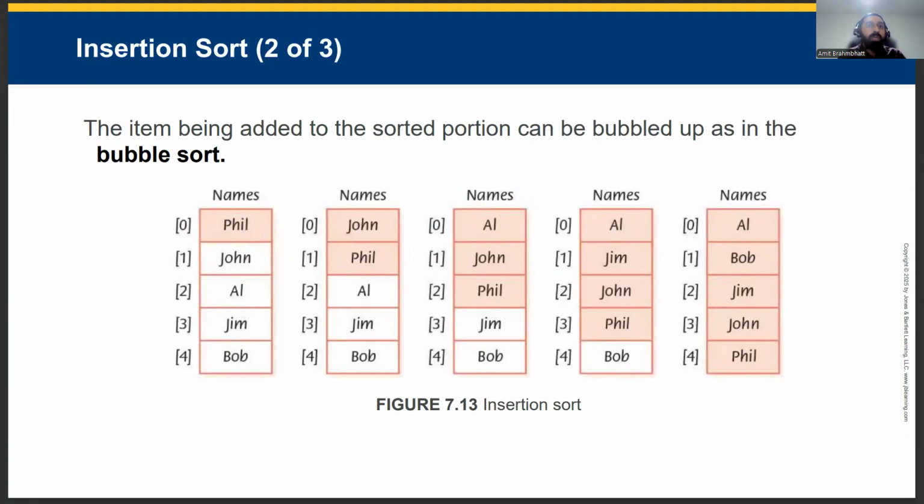Insertion sort bubbling up. So here we see how the newly inserted item can be bubbled up into place. This means that as you insert the new element, it shifts backward through the sorted portion until it reaches its correct position, similar to the bubbling motion seen in bubble sort.